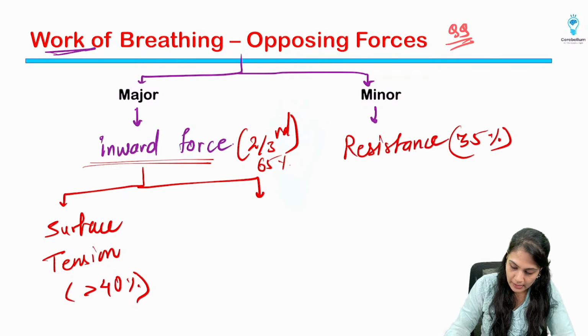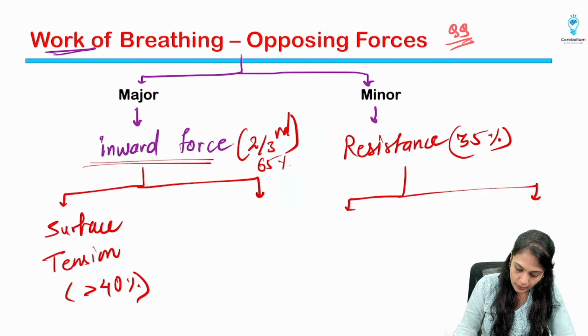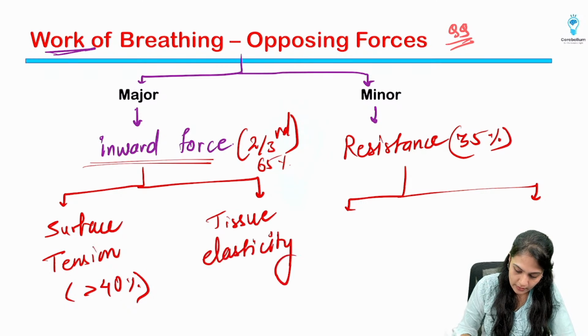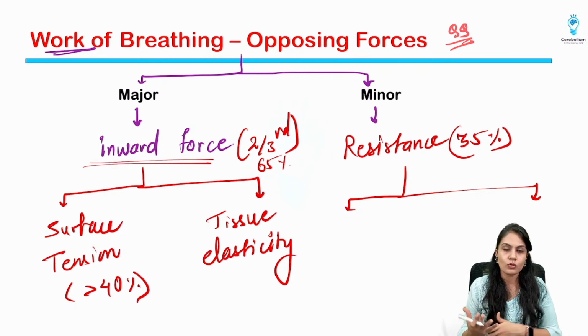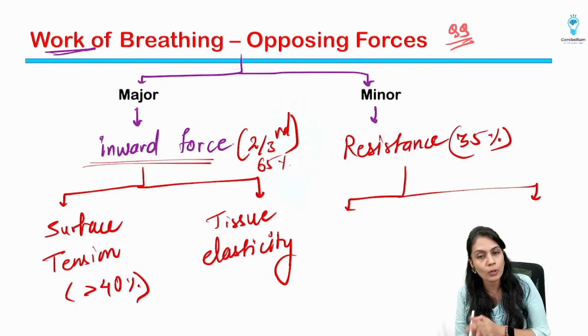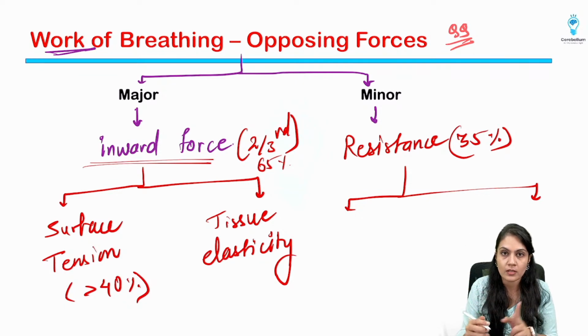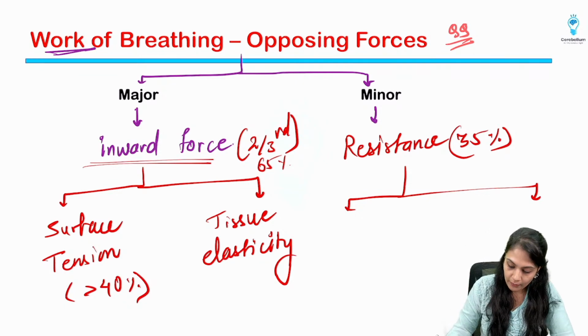Resistance is going to be inbuilt there, and then it will be divided into two, and over here there will be tissue elasticity, parenchymal elasticity or tissue elasticity, which is going to contribute lesser because it is also producing the inward force. What about the resistance? Two types of resistance are there. First is the airway resistance and the tissue resistance.